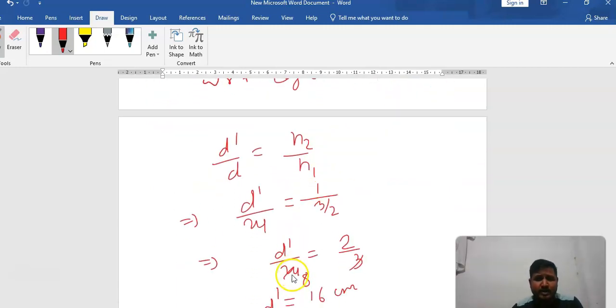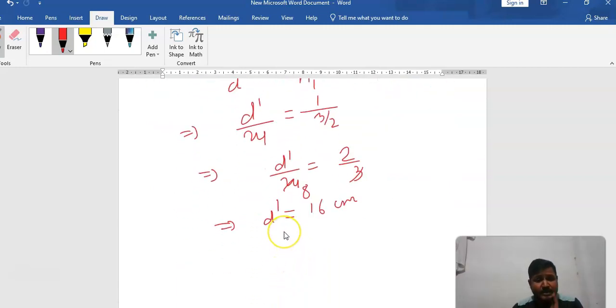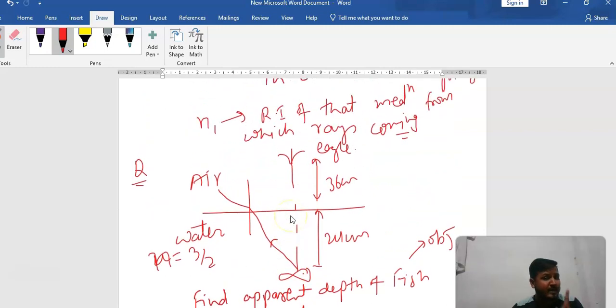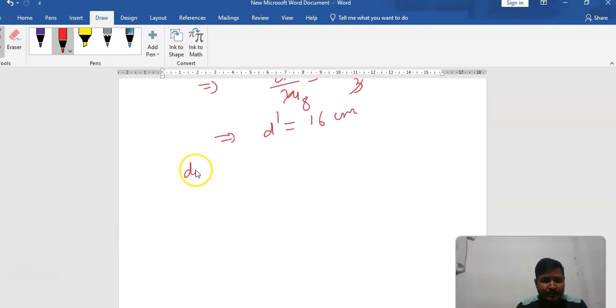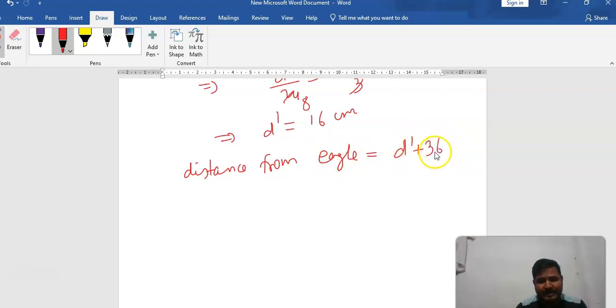But this distance is from the surface, not from the eagle. So what will be the distance from the eagle? The distance from the eagle will be d dash plus 36 centimeter, and after solving this we get 52 centimeter. This is the apparent depth for the eagle.